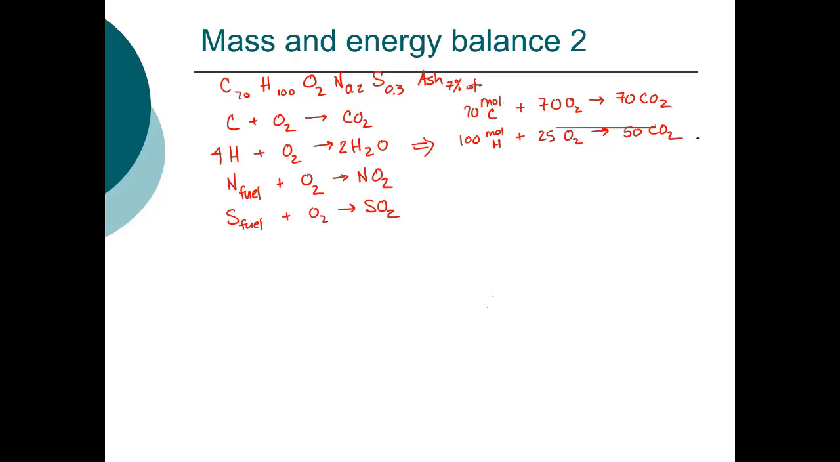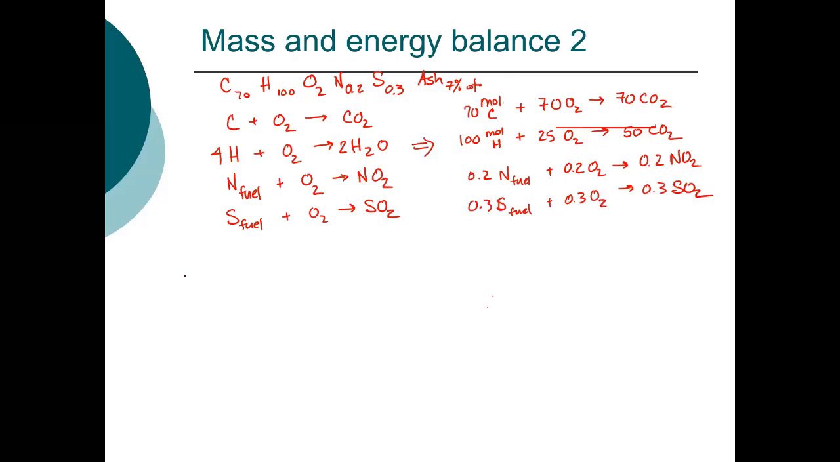We have 0.2 moles of nitrogen in the fuel. So we need 0.2 moles of oxygen, and we'll produce 0.2 moles of NO2. And we have 0.3 moles of sulfur. We need 0.3 moles of oxygen, and we'll produce 0.3 moles of SO2.